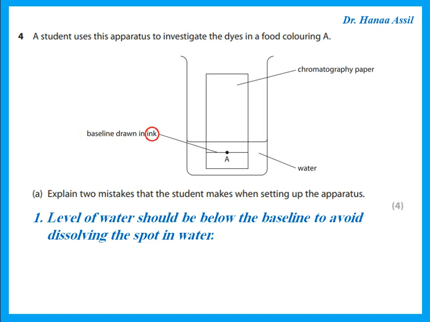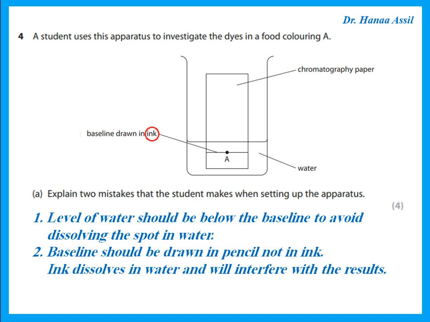Now, what's the second one? The second one, he said, the baseline is drawn in ink. That's wrong. The baseline should be drawn in pencil. Remember, pencil will not dissolve in the water, but ink will dissolve in water, and that will interfere with the results. So all of this will go up. The spot and the baseline, everything will go up on the paper.